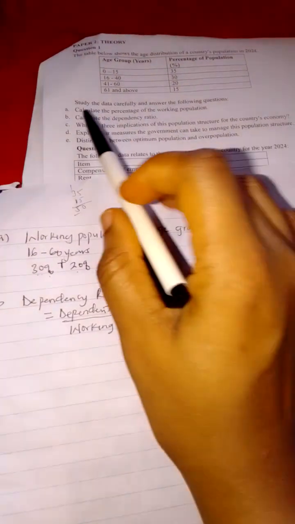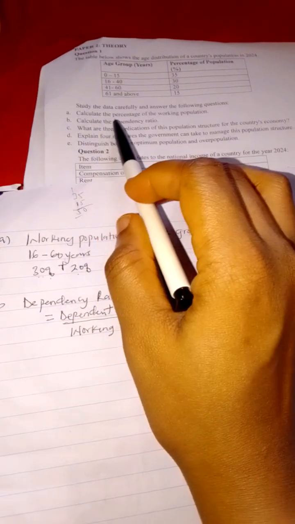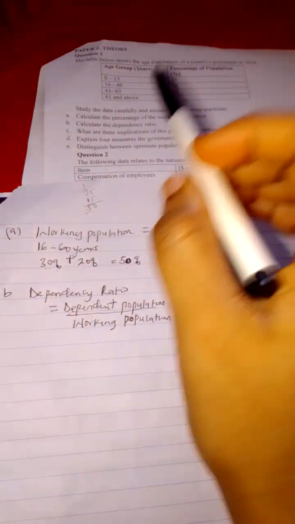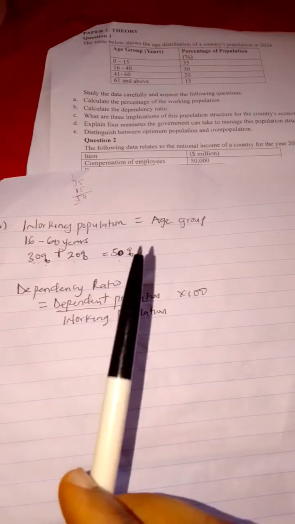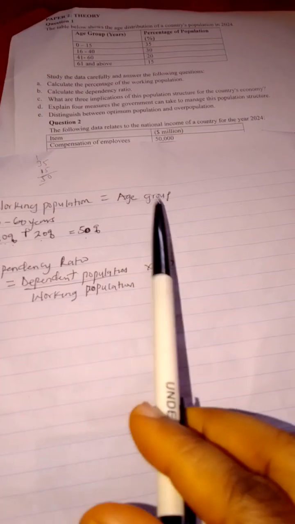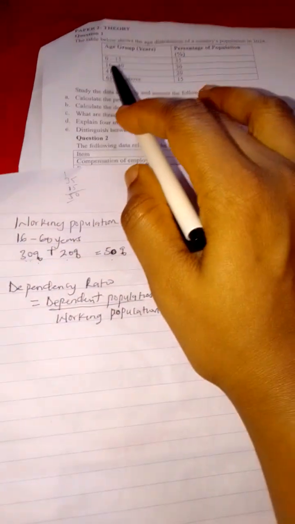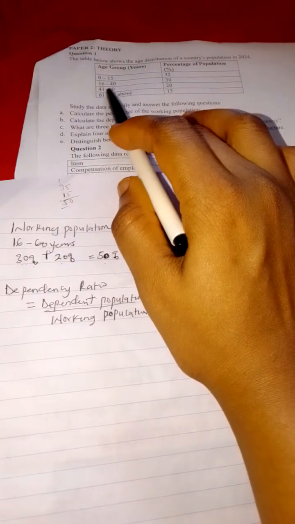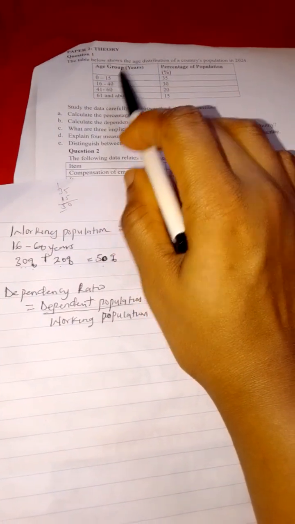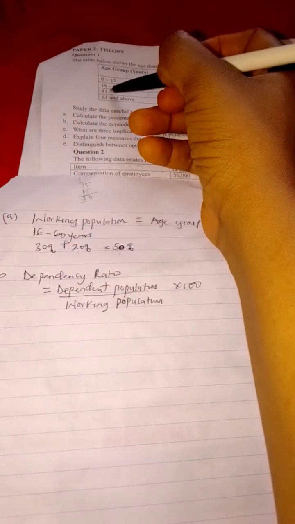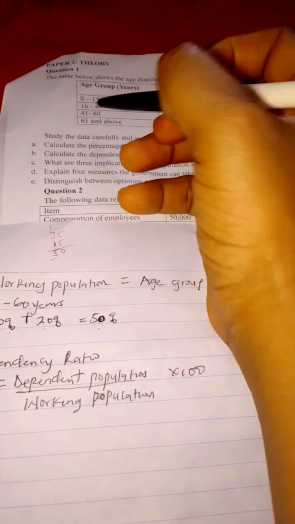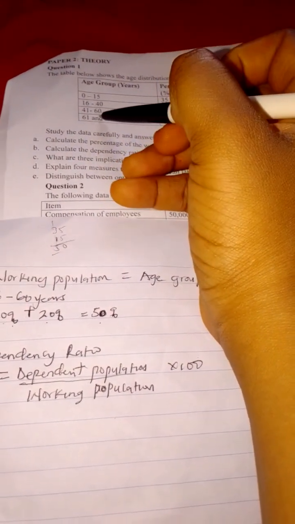The first one is to study the data and calculate the percentage of the working population. Working population equals the age group of those who are working, which starts from 16 to 40 and 41 to 60. That is, people working are within this age group.